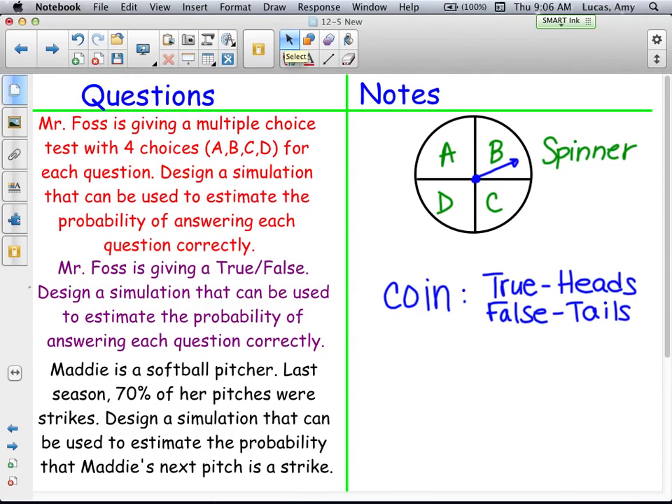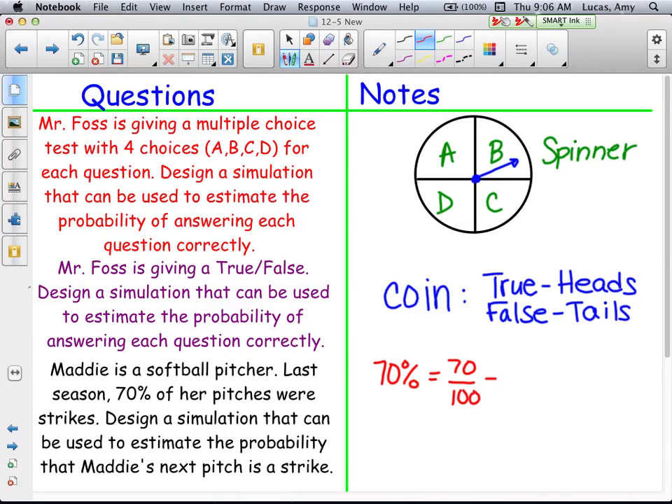The third one, Maddie is a softball pitcher. Last season, 70% of her pitches were strikes. Design a simulation that can be used to estimate the probability that Maddie's next pitch is a strike. So 70% means 70 out of 100 or 7 out of 10. I don't want a spinner with 10 sections. A coin's got 2, a fair die has 6. I'm going to use a random number generator on a calculator.